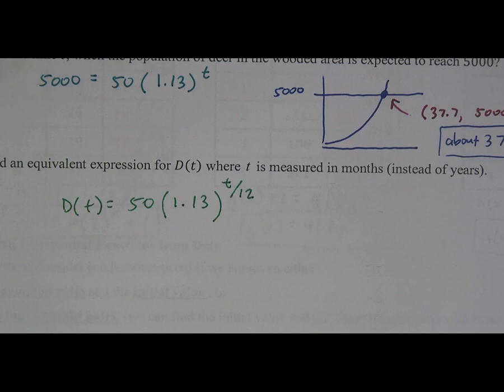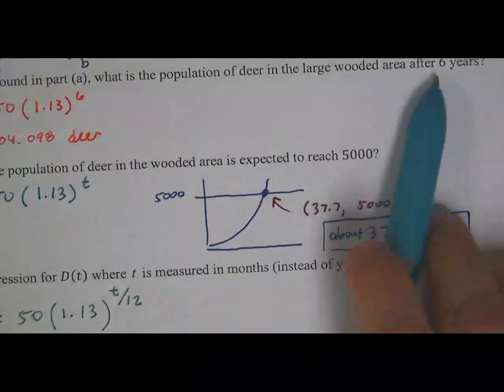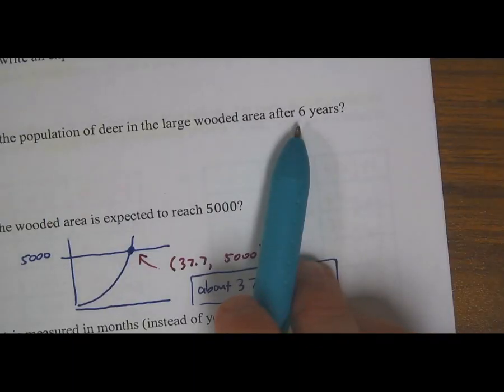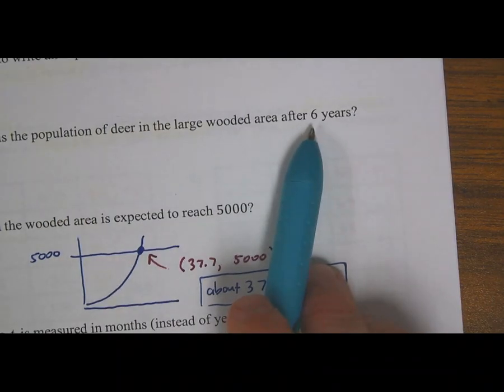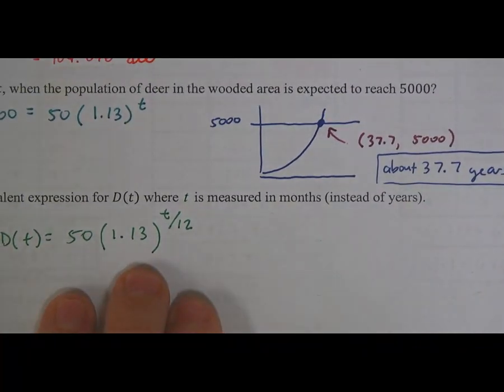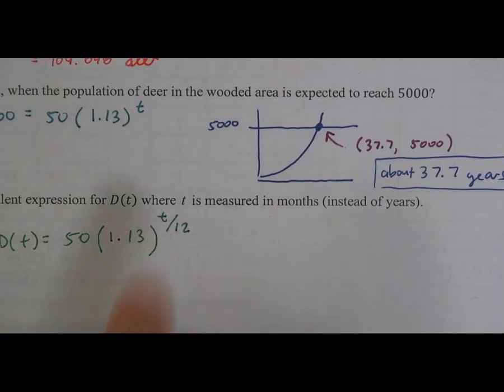Here's how, let's do this. Since we've already answered part B, and we've said after 6 years there would be this many deer, 6 years is how many months? So let's do 72. Let's see if this gives us the same answer after 72 months. 72 divided by 12. Okay, this is actually correct.